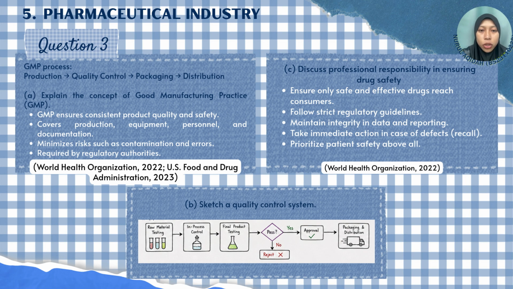For the quality control system, so basically testing is done at different stages, including raw materials, during production, and final products. As you can see, only products that pass all tests are approved.